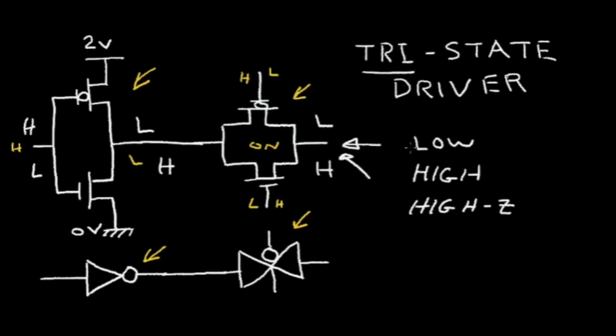So the output can exist in three states. When the switch is in a closed position, the output is either high or low. When the switch is open, the output is disconnected, or said to be in the high Z, or the high impedance state. Now let's change this tri-state driver just a little bit.